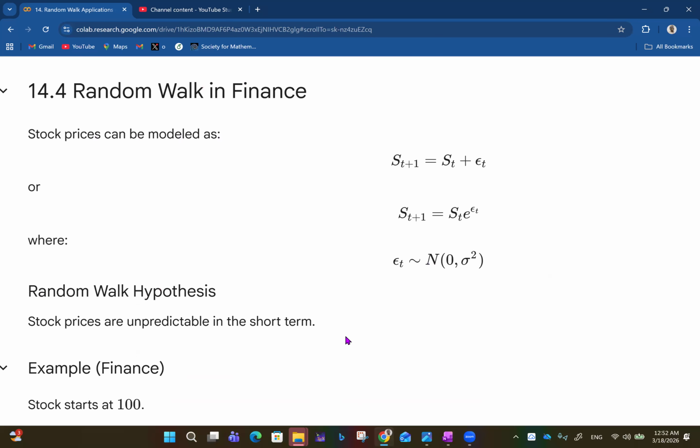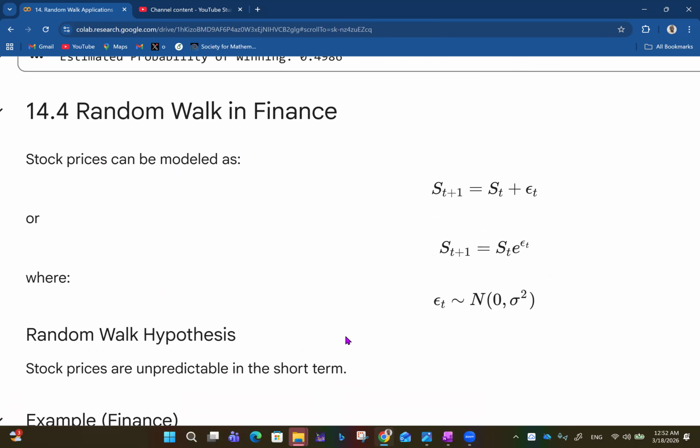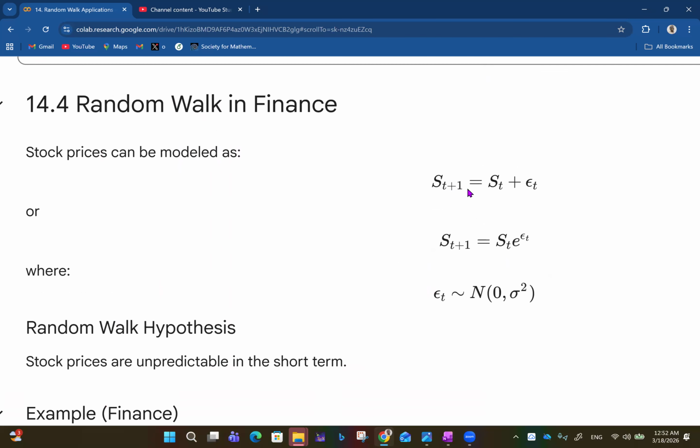Then we talk about random walk in finance. Stock prices can be modeled as S sub t plus 1 equals S sub t plus epsilon t. Now this epsilon t is the element of randomness, because a stochastic process is basically a system that evolves over time with uncertainty, or if you like, with randomness. So a stock price can be modeled as S sub t plus 1 equals S sub t plus epsilon t, or S sub t plus 1 equals S sub t e raised to the power epsilon t, where epsilon t is normally distributed with mean zero and variance sigma squared.